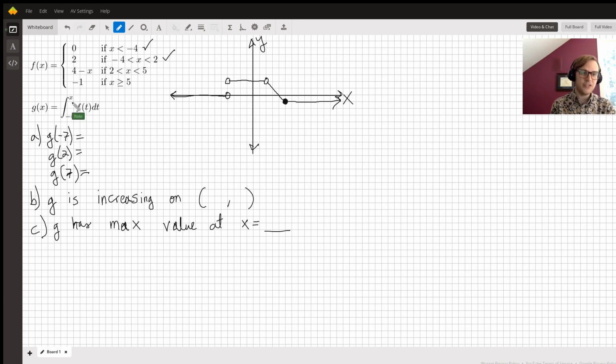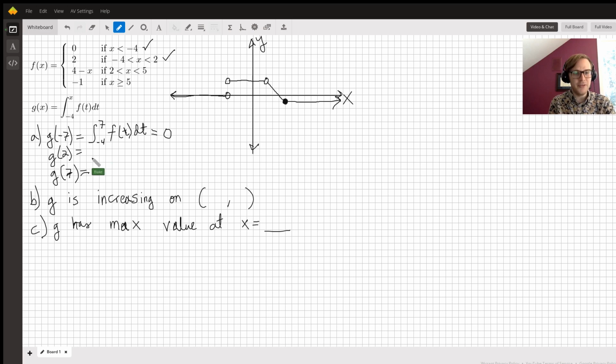Now, g of x is asking for the area from x equals -4 to x equals whatever our input is, right? So in this case, our input is -7. So it wants the integral from -4 to -7 of f of t dt. But between -4 and -7, the area under the curve is just 0. So the answer for this is just 0.